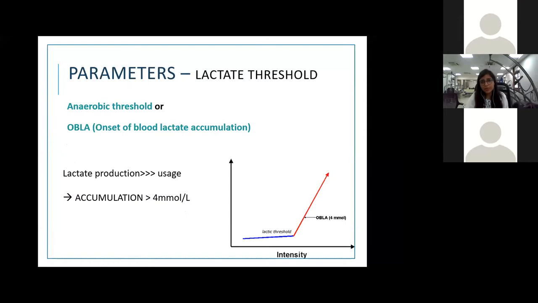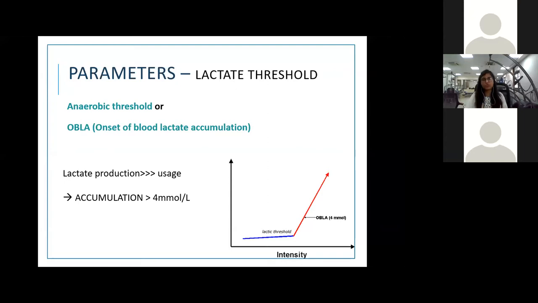This is another important parameter which we look at, which is known as lactate threshold. It is usually estimated by the machine itself, and there are various graphs to look at when we want to validate whether it is the right value or not. The lactate threshold is the point where the lactate production is more than the usage of lactate.